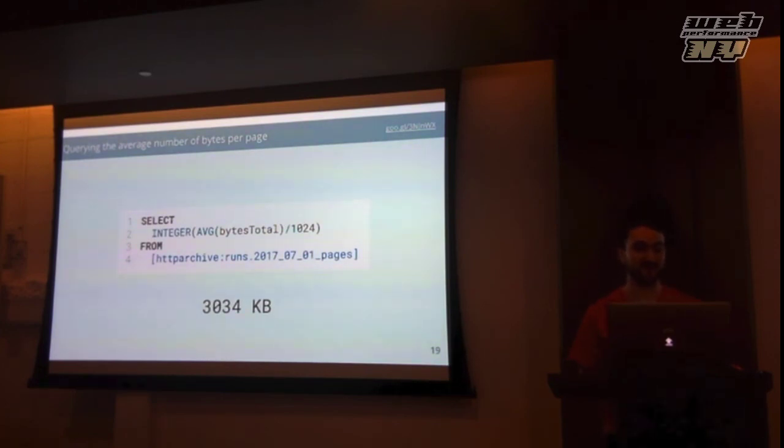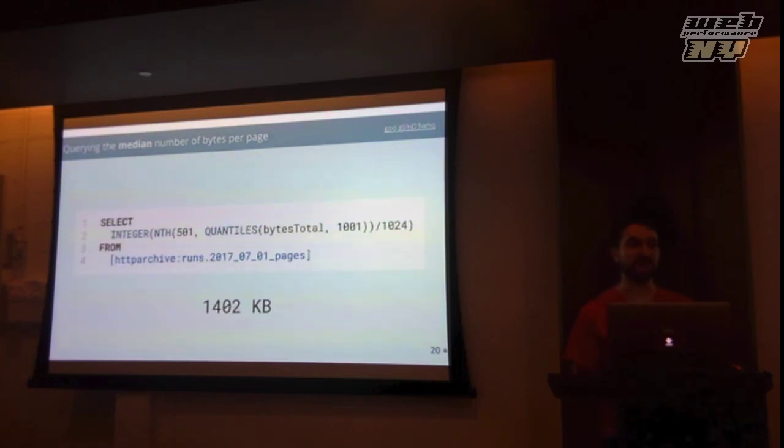You know the answer to, are averages okay to use? We should really be using medians instead. So this is the same type of query, just reworked for medians. We're selecting the 501st quantile out of 1,001 quantiles. The reason why it's an odd number is so that it's easier to pick the median.